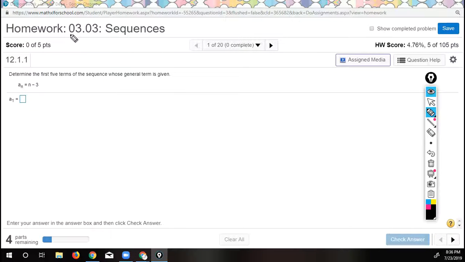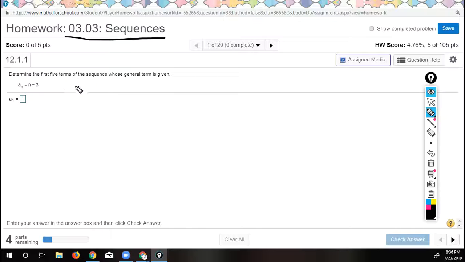This is homework 3.03. I'm going to take you through all the odds, and it is absolutely fine for you to just do odds, okay? Your numbers might be different, but the method should be the exact same method.